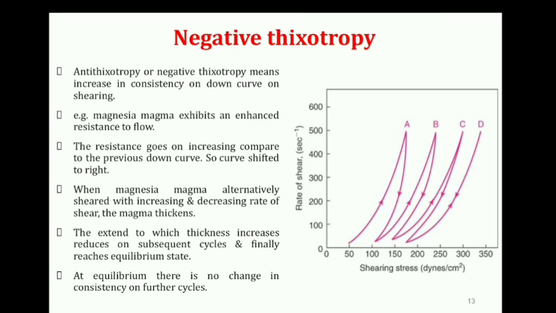So you can see that at point D, the up curve and downward curve are exactly superimposed over each other, so they are identical. So there is no further increase or decrease in the viscosity. At equilibrium there is no change in the consistency on further cycles.